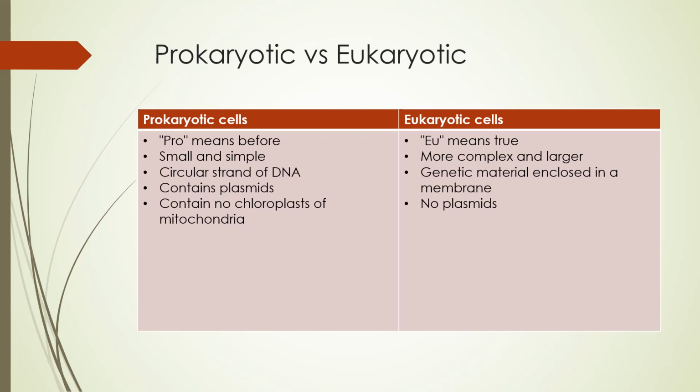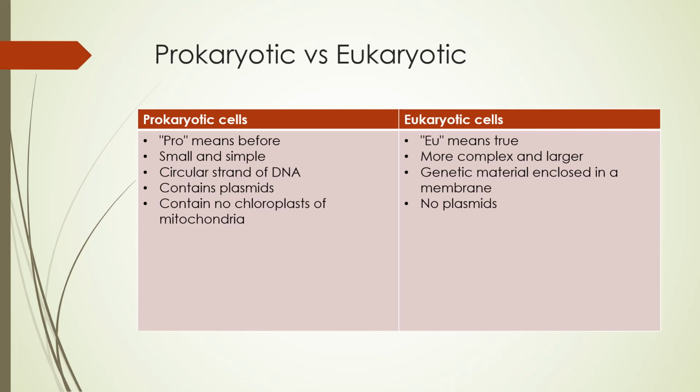And we can look at the names to remember this. So karyotic just means cell, pro means before, eu means true, so eu means they have a nucleus. And eukaryotic cells have evolved from prokaryotic cells to be more complex and larger. So prokaryotic cells are small and simple. Examples of prokaryotic cells are bacterial cells, whereas eukaryotic cells are things like animal and plant cells.